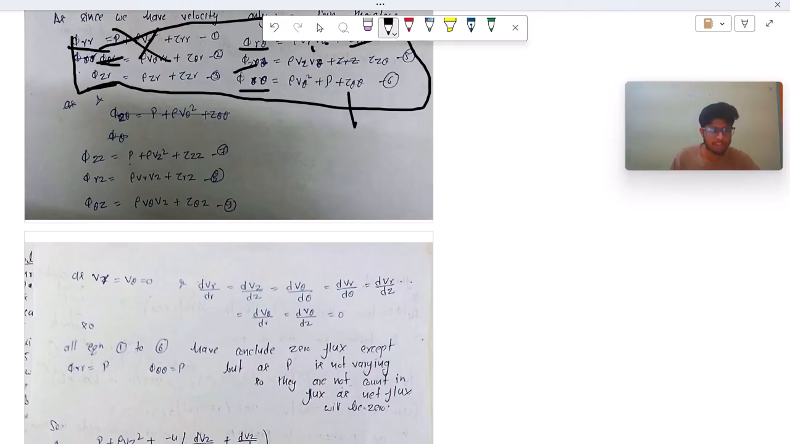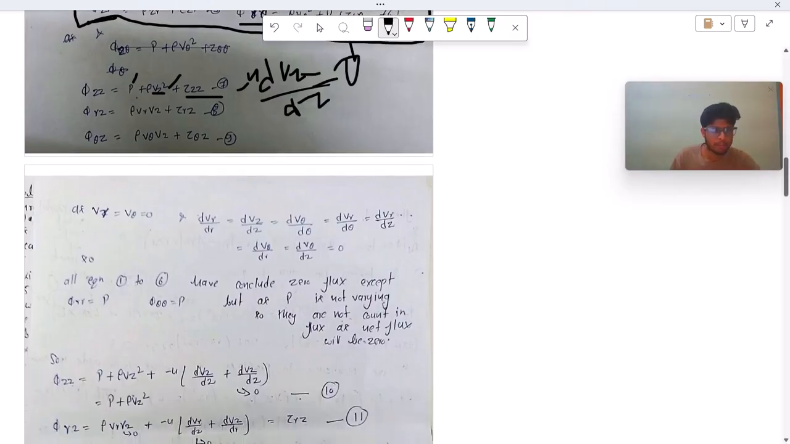So phi zz, which we can write as p plus rho Vz square plus tau zz. Tau zz we can write as minus mu dVz by dz. As velocity is not varying in z direction, this term is equal to 0. So we have only p plus rho Vz square remaining.